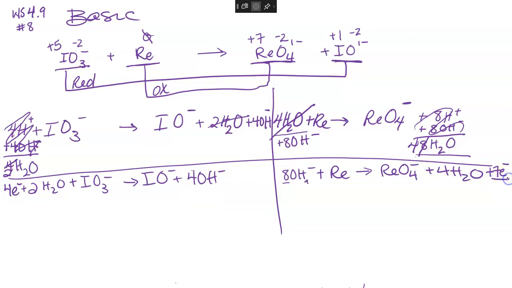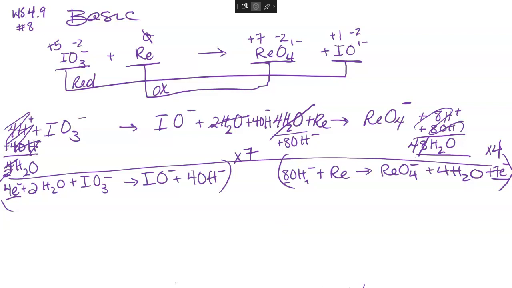Now check your electrons. Are they equal? No. What's the easiest way to make them equal? Multiply them by each other. This is one of the ones I picked, why I picked it. It's okay that they're big numbers. It happens. It might throw you off and freak you out.